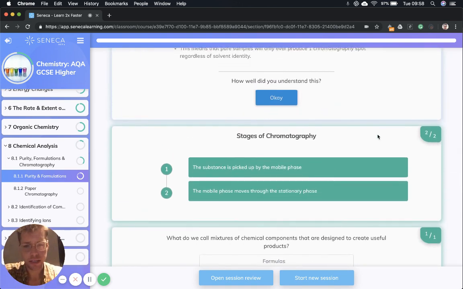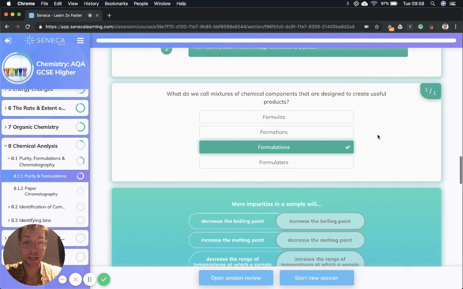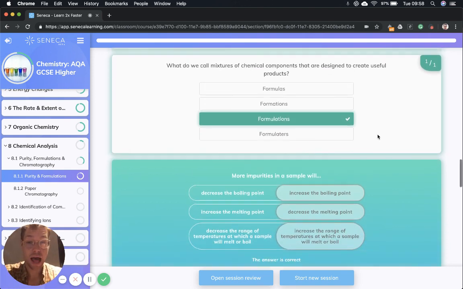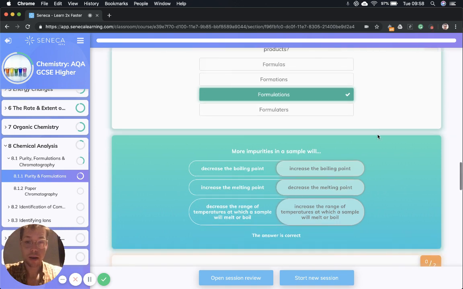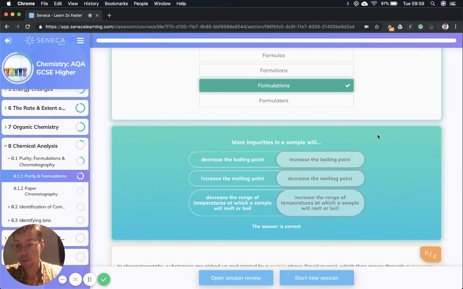Okay, little definition question. What do we call mixtures of chemical components that are designed to create useful products? Now that is a formulation, so stuff like medicines, metal alloys, all that stuff we talked about earlier. So what do impurities do in a sample? They can increase the boiling point, decrease the melting point, and they increase the range of temperatures at which a substance will melt or boil. So that's what we talk about when we say reducing the sharpness, okay?